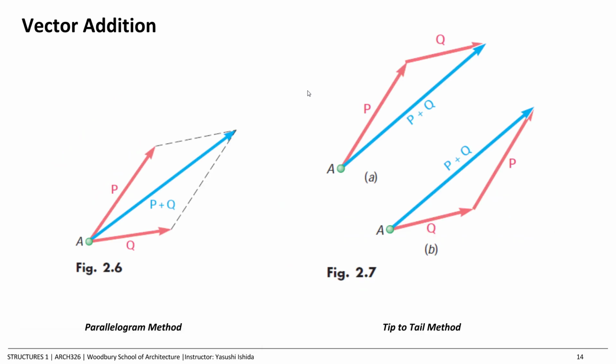All right, so if you try to add 2 different vectors acting at the same point of application, I think I talked about it last week, these are called concurrent forces because the lines of action of the forces intersect.